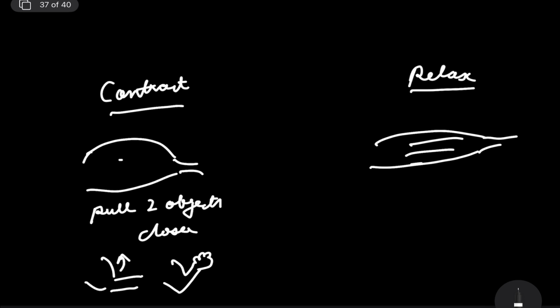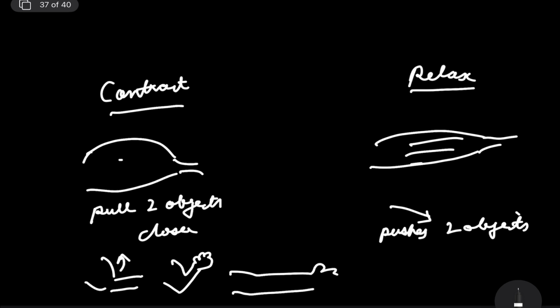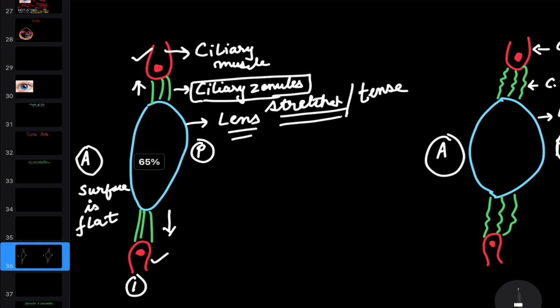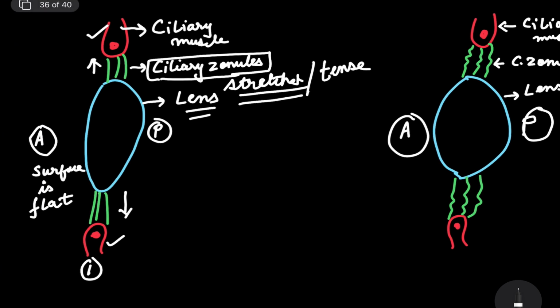right? Whereas when a muscle relaxes, it pushes two objects further away. So just like this, when you're relaxing your biceps, you're actually straightening out your forearm like this. This is the relaxed biceps. So now, for contraction, the muscle will pull two objects together, whereas when the muscle is relaxed, it will push two objects further away.